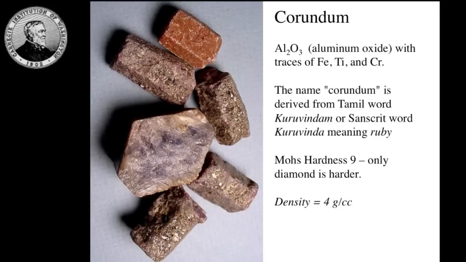Interestingly, the word comes from a Tamil word, kuruvindam. Is there somebody that knows how to pronounce that better than I do? Kuruvindam. It means ruby. Corundum comes from the Sanskrit word for ruby. It's the second hardest mineral that there is. Only diamond is harder, and it's extremely dense. It's a beautiful mineral even when it's not ruby.